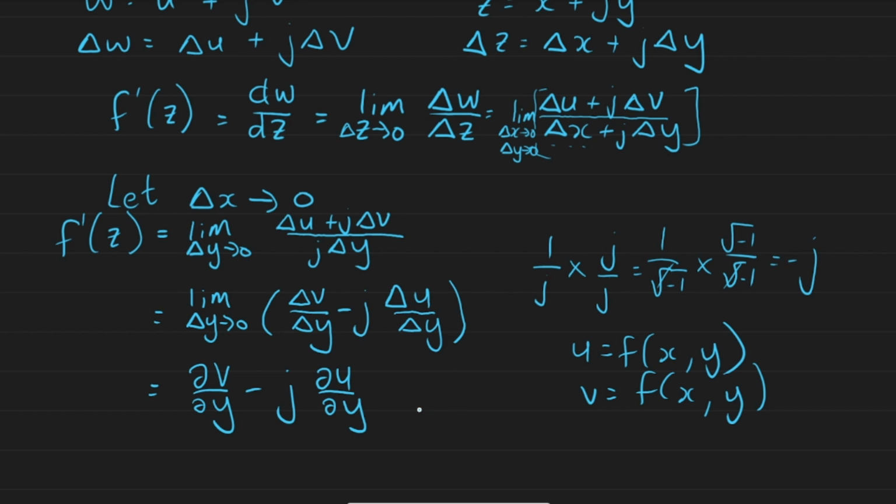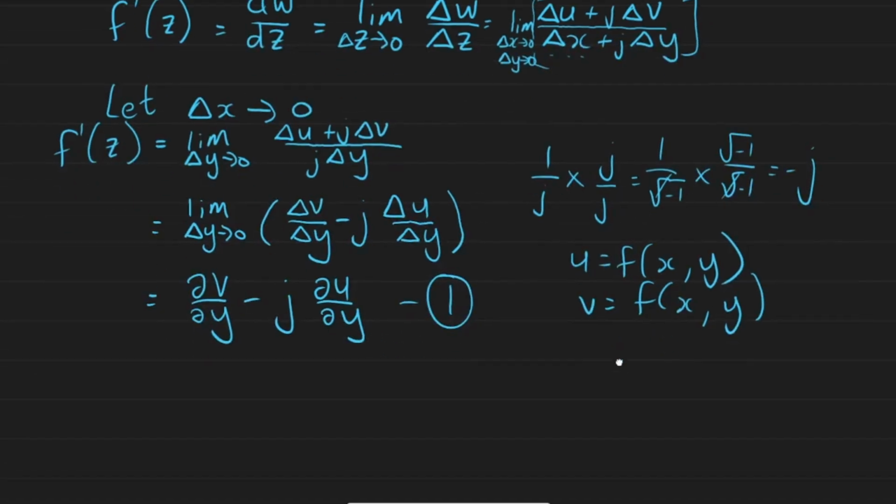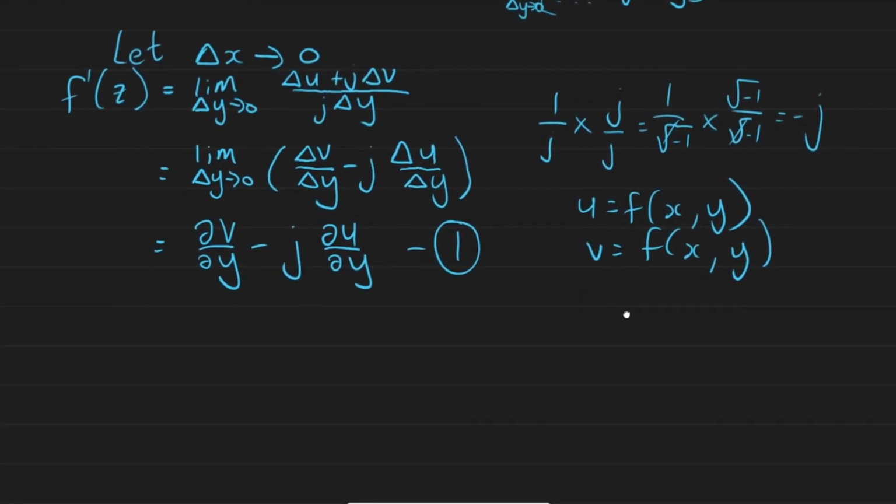So this is the first equation, an important equation. That's part of the Cauchy-Riemann equations, but we still need to get there first. We let delta x approach 0. That's what we have done. So what we're going to do now is the reverse. We're going to let x equal 0, and let delta y approach 0.